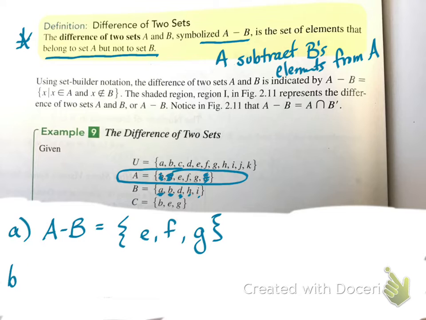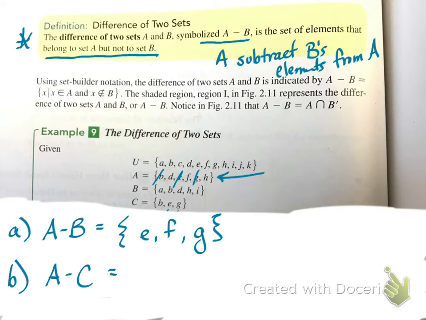Next, we're going to look at A minus C, the difference of two sets A and C. Same idea. We're going to start with set A, but we're going to subtract off set C. So C's got B in it, take that off of A. C has E, take that off. And C has G, take that off. Our answer are these things that are still there in A. So it's B, F, and H.